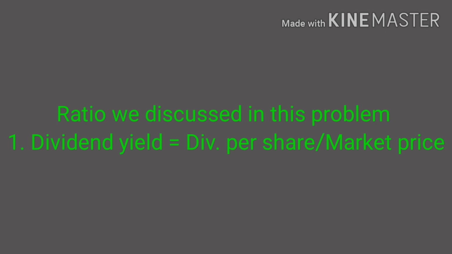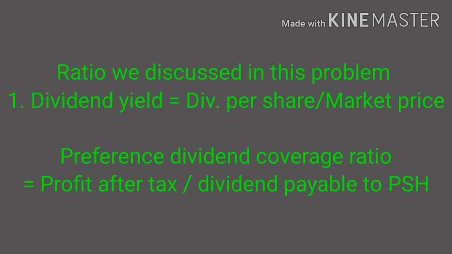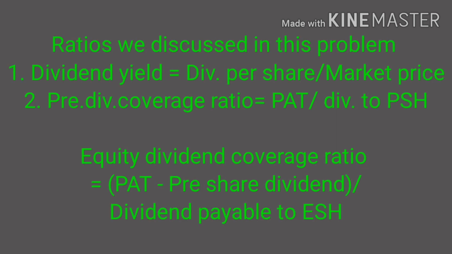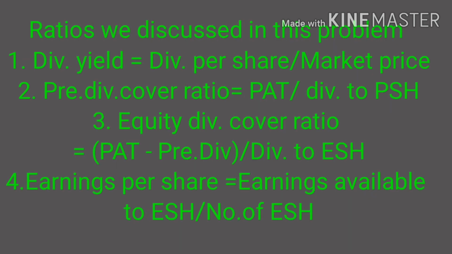Dividend coverage ratio for preference: amount available for preference shareholders divided by dividend payable to the preference shareholders. So, how many times is the amount available in comparison to the amount really payable? That is the preference coverage ratio, and the equity coverage ratio also. So, when the equity coverage ratio comes, it is the amount available to the equity shareholders divided by dividend payable. Earnings per share, as the name indicates, is earnings available to the equity shareholders divided by the number of equity shares.